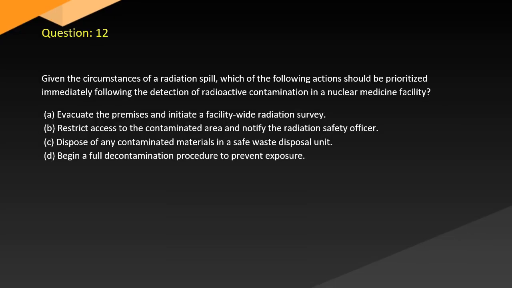Question 12. Given the circumstances of a radiation spill, which of the following actions should be prioritized immediately following the detection of radioactive contamination in a nuclear medicine facility? A. Evacuate the premises and initiate a facility-wide radiation survey. B. Restrict access to the contaminated area and notify the radiation safety officer. C. Dispose of any contaminated materials in a safe waste disposal unit. D. Begin a full decontamination procedure to prevent exposure.